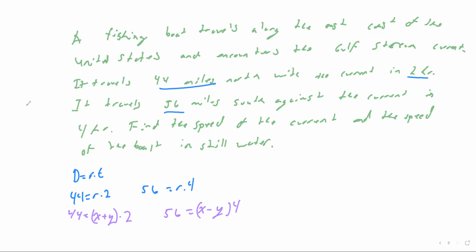Now we can solve them. I would suggest putting this in standard form. So I'm actually going to flip the equals 44 over while distributing at the same time. So I get 2x plus 2y equals 44. Same concept. I'm going to distribute and flip the 56 over. So this gives me 4x minus 4y equals 56.